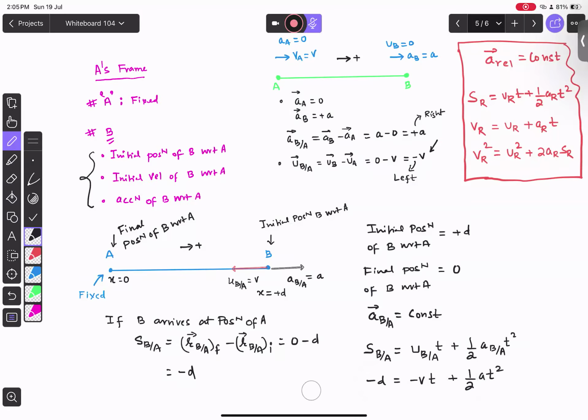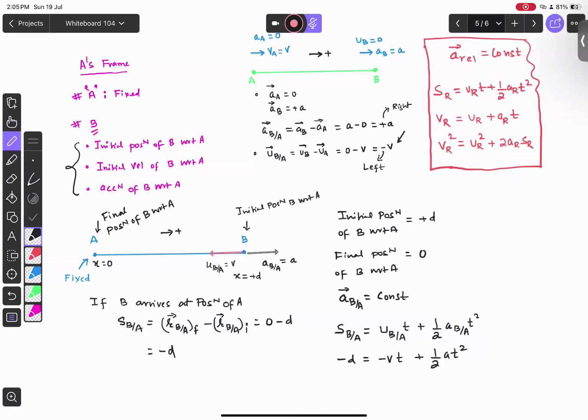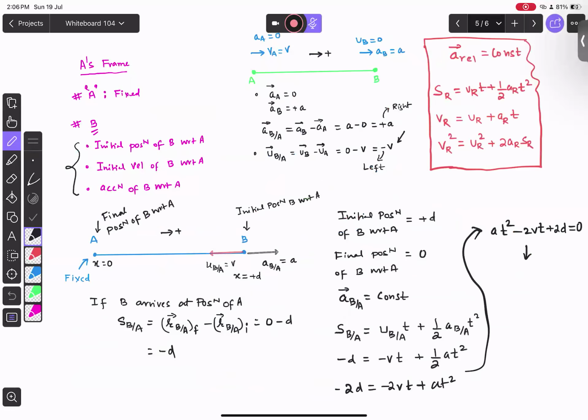Rearrange and write, and check whether we arrive at the same equation that we had earlier or a different one. So minus 2d equals minus 2Vt plus at square. Write down everything on one side, maybe the right hand side, you get at square minus 2Vt plus 2d is equal to 0. Same or different? Let's check. at square minus 2Vt plus 2d is equal to 0.